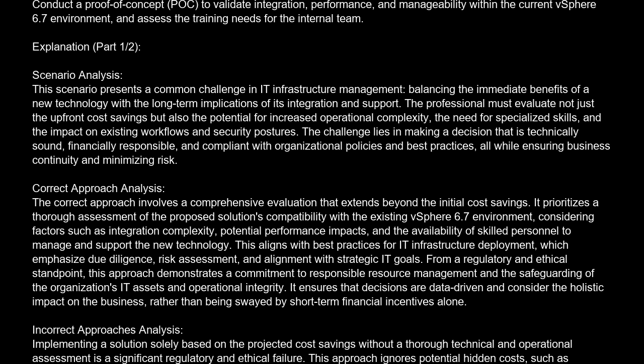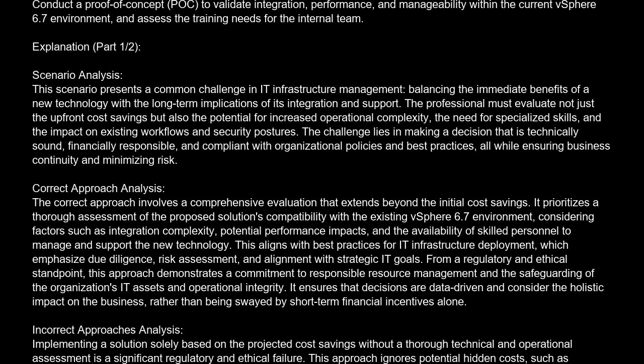The challenge lies in making a decision that is technically sound, financially responsible, and compliant with organizational policies and best practices, all while ensuring business continuity and minimizing risk. Correct approach analysis. The correct approach involves a comprehensive evaluation that extends beyond the initial cost savings.